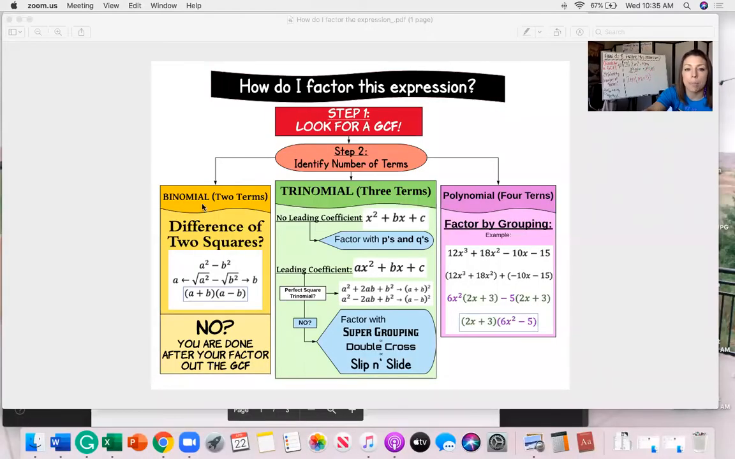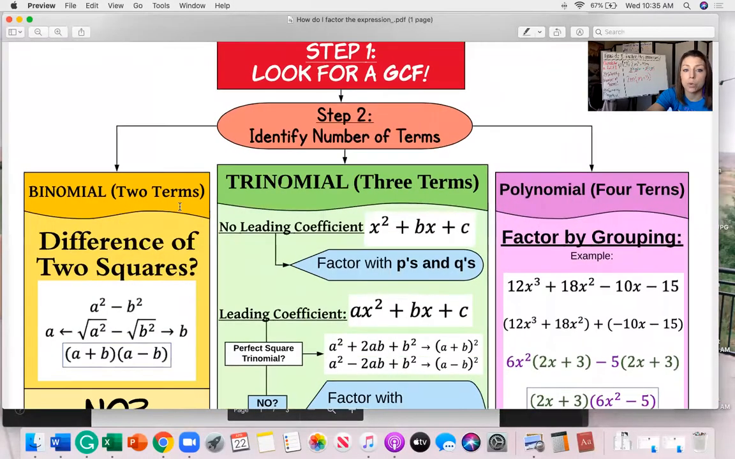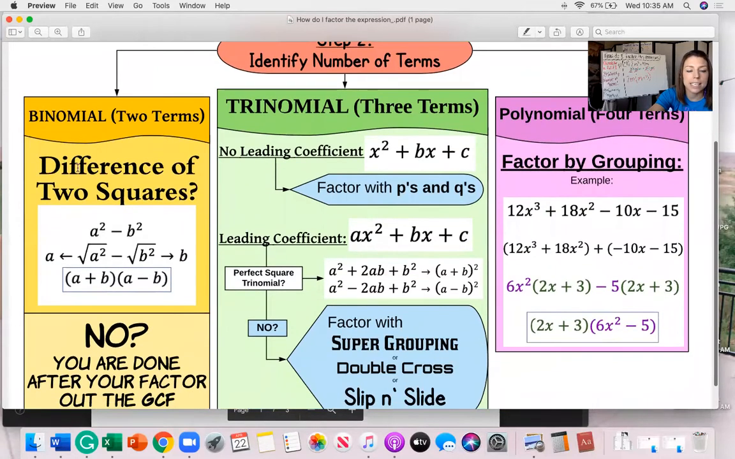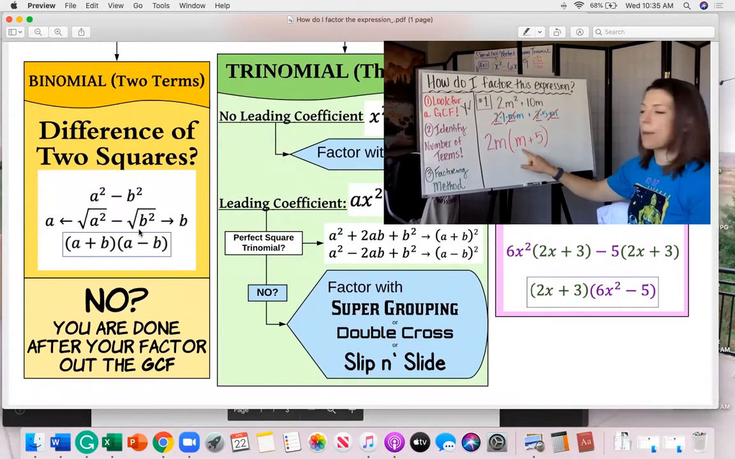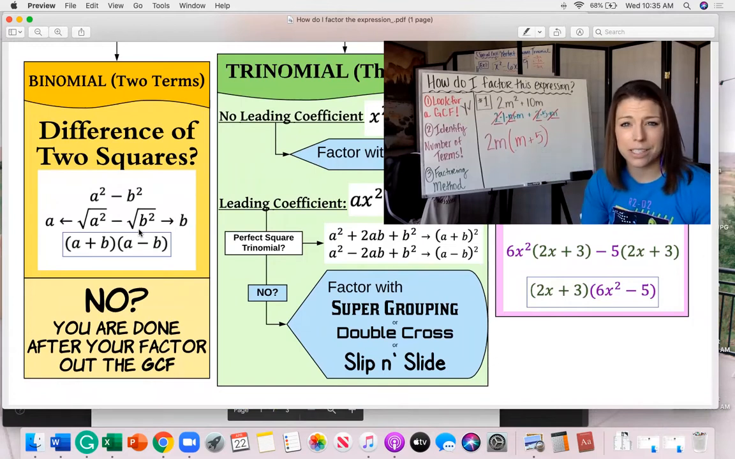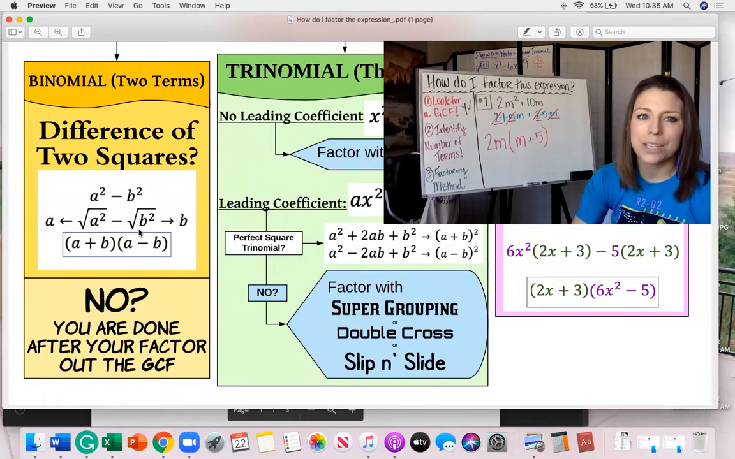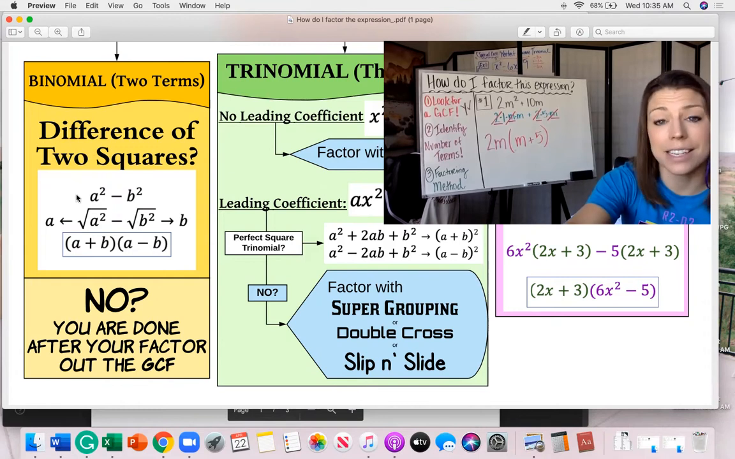So if we look at our flow chart, when it is a binomial, we have 2 options. First, is it a difference of 2 squares? That's what we've been looking at earlier this week. So looking at this expression, m plus 5, is that a difference? No, it's a sum. So automatically we know it's not a difference of 2 squares. So let's go to the next one.